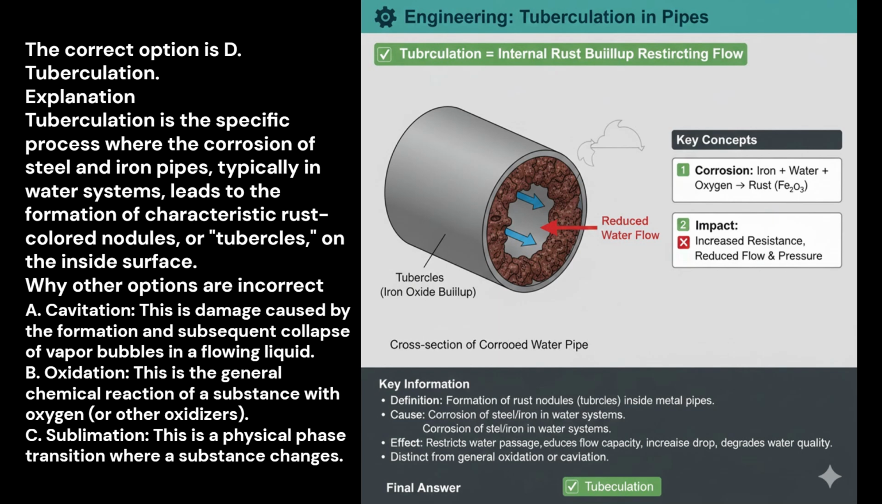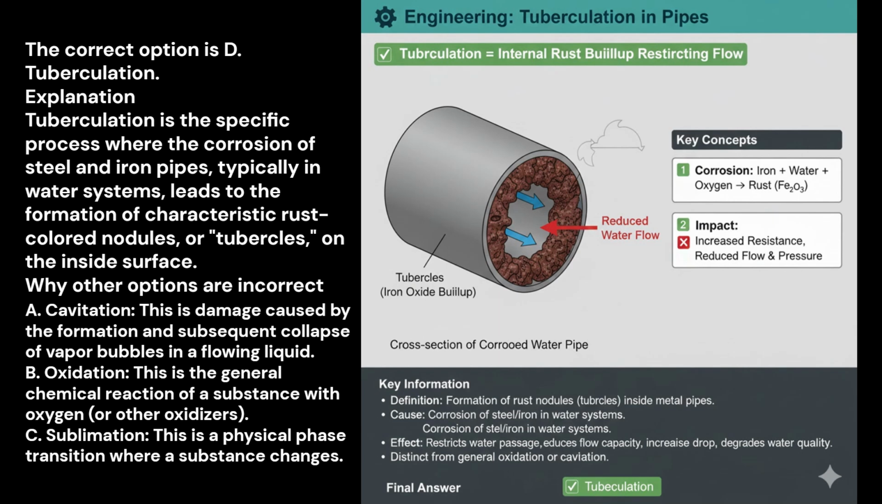Tuberculation. Explanation. Tuberculation is the specific process where the corrosion of steel and iron pipes, typically in water systems, leads to the formation of characteristic rust-colored nodules, or tubercles, on the inside surface. This buildup is primarily made of iron oxides, rust, and gradually thickens, which restricts water flow, increases pressure, and can compromise water quality and the pipe's integrity.